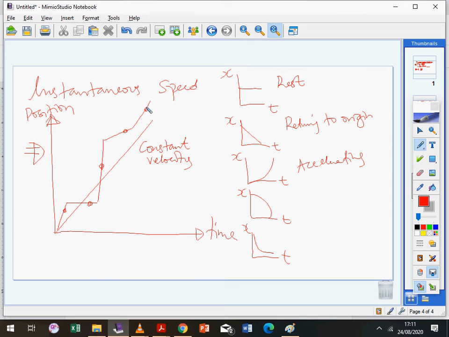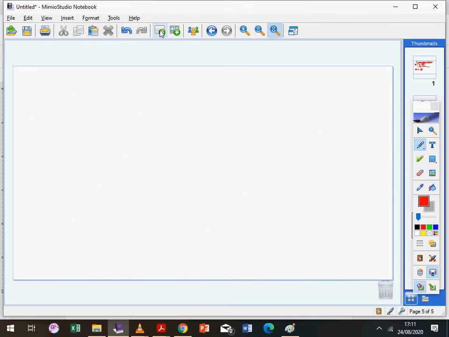Now let's look a little bit at acceleration. I think you remember from earlier, we said acceleration is the rate of change of velocity. So this can be written as final velocity minus initial velocity, divided by time. So that's what acceleration is.